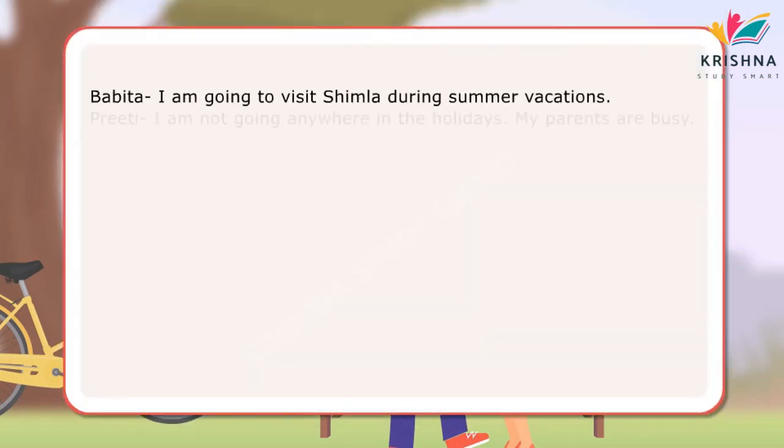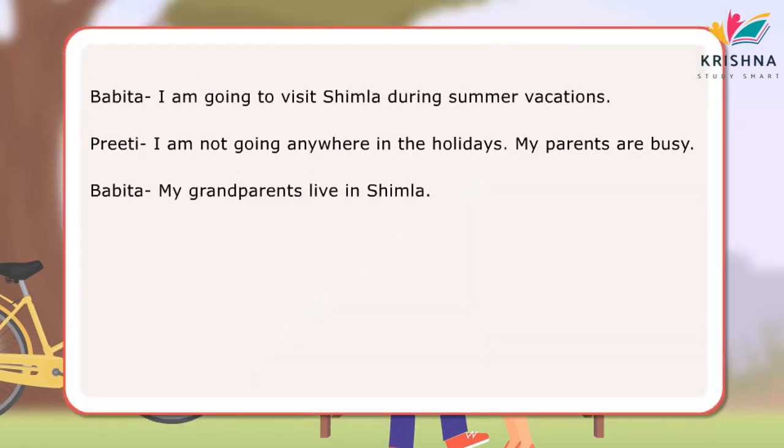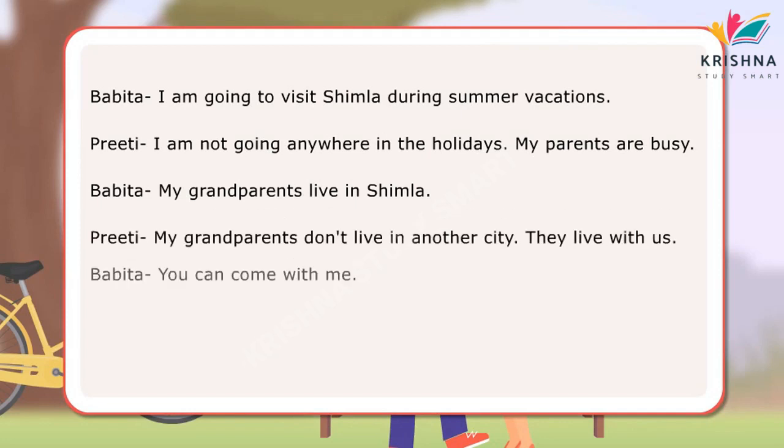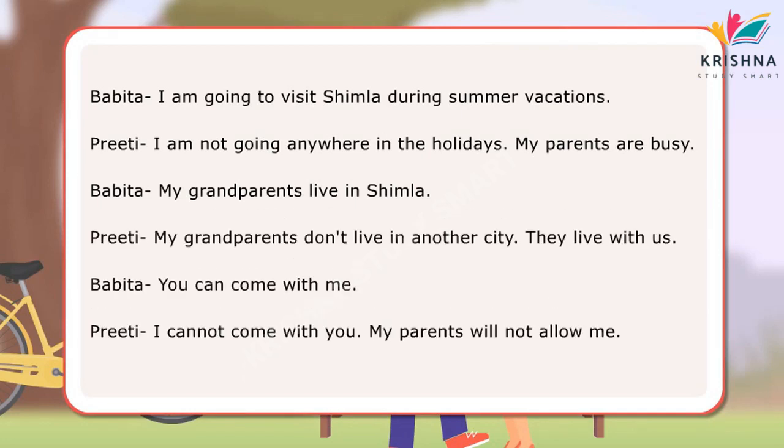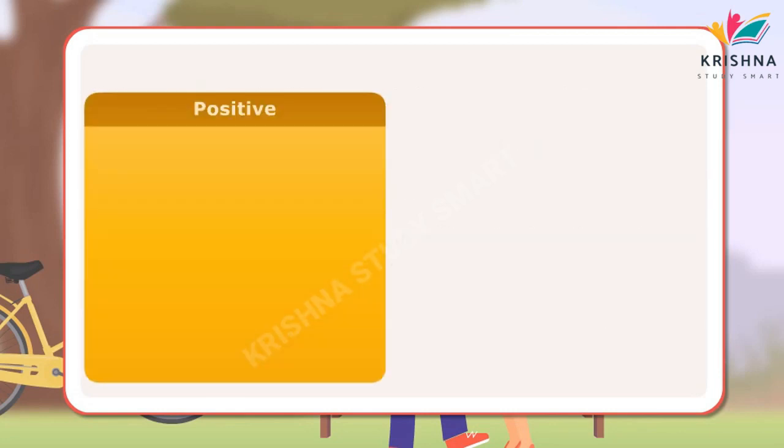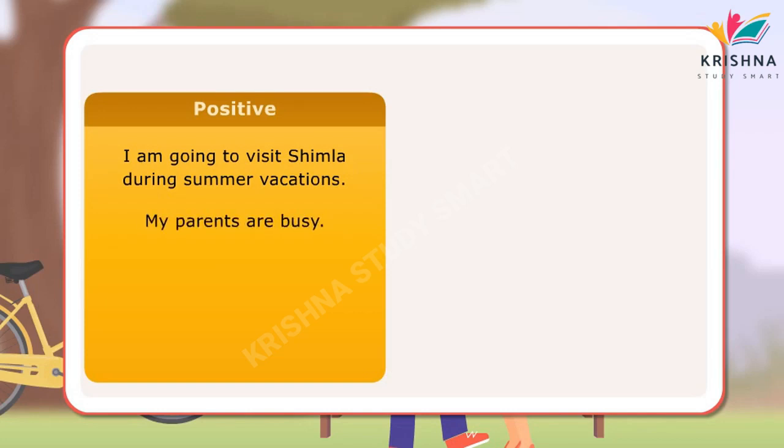In the dialogues, the girls have used several positive and negative sentences. These are examples of such sentences. Positive. I'm going to visit Shimla during summer vacations. My parents are busy. My grandparents live in Shimla. They live with us. You can come with me.